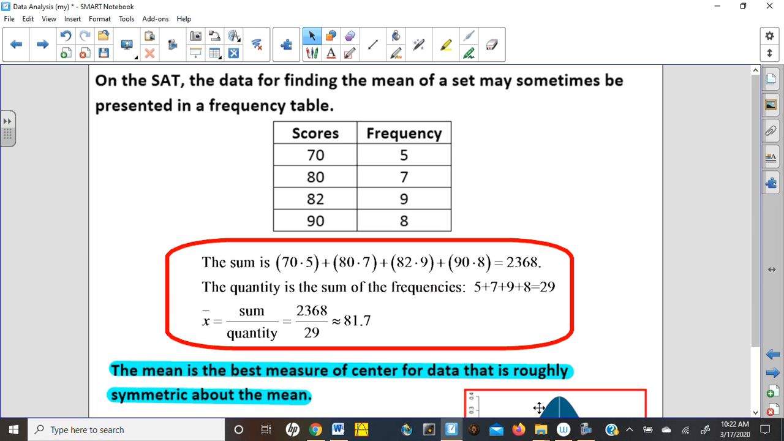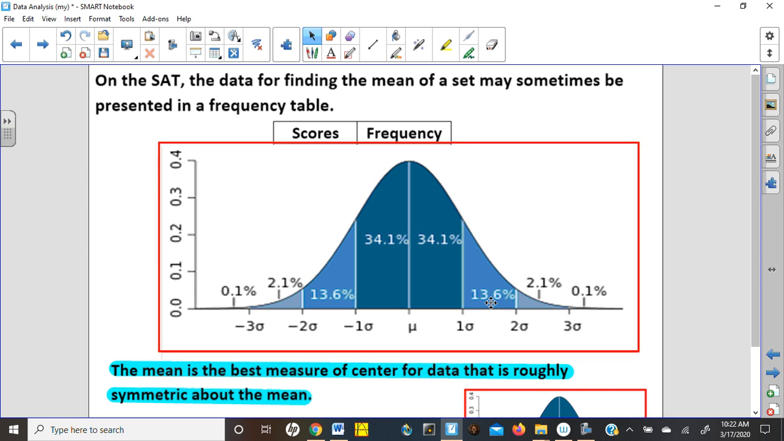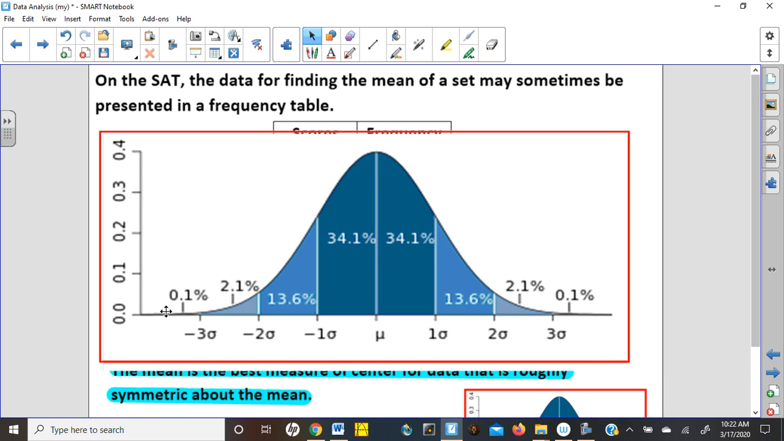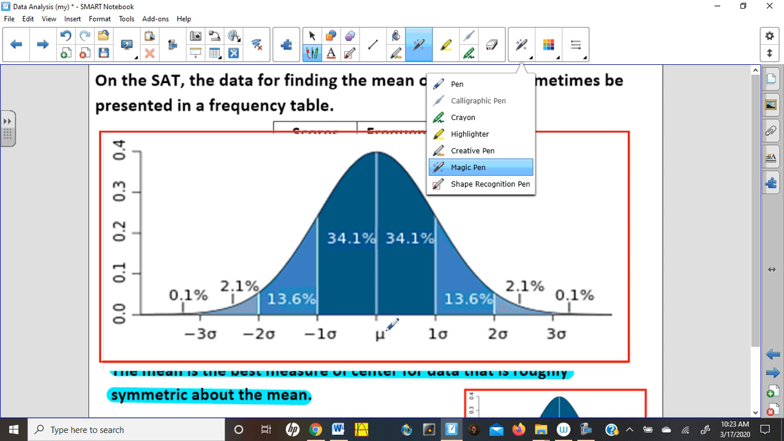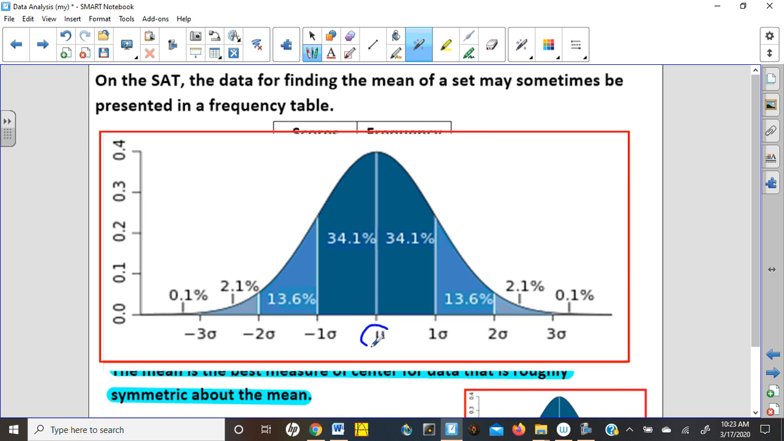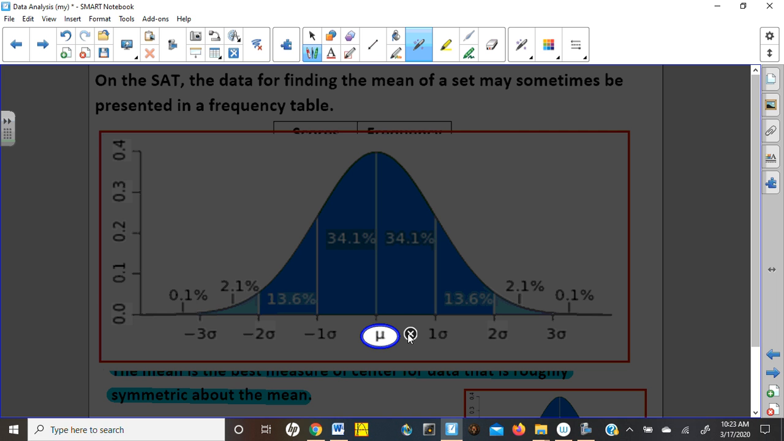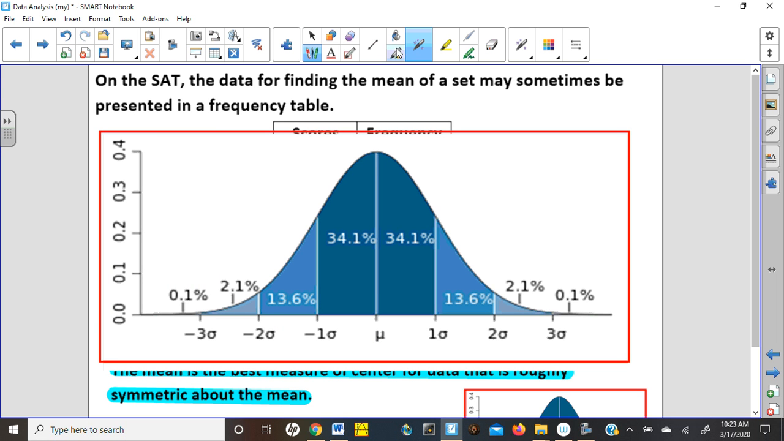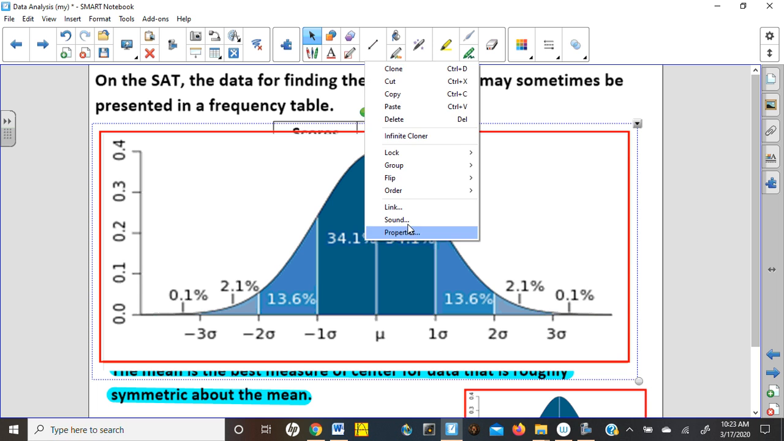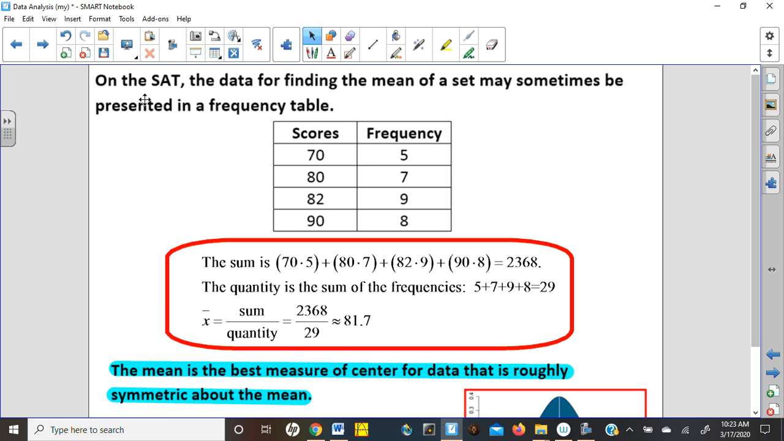It says at the bottom, the mean is the best measure of center if it is a roughly symmetric distribution. And in these normal distributions, we'll always find the mean exactly in the middle. By the way, here's yet another way to symbolize the mean other than X bar. X bar I think you'll see more often, but this symbol right here, mu, is another symbol that will be used in statistics courses and textbooks to symbolize the mean.